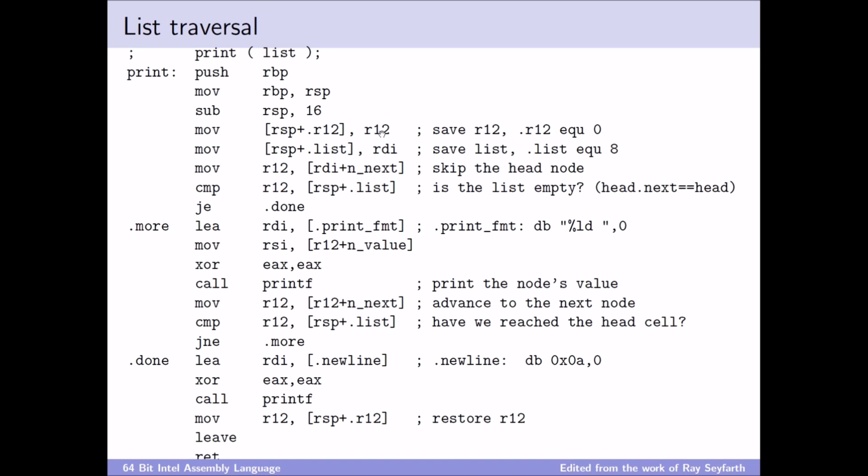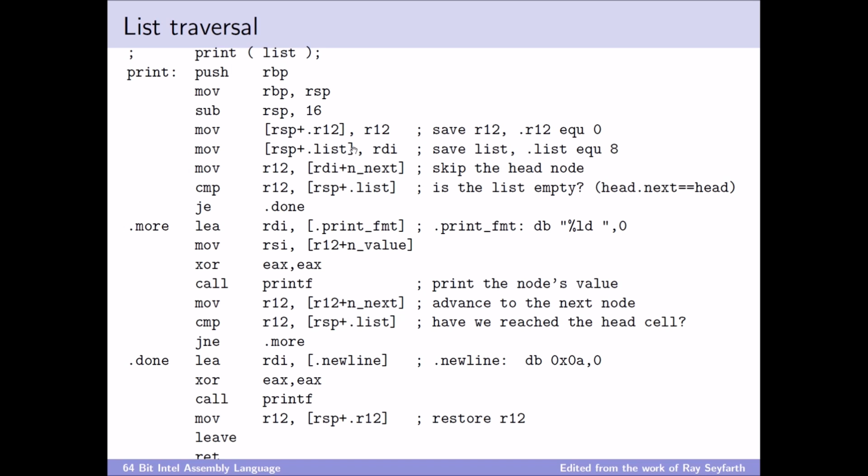So we're going to save the old value of R12, because I plan on using that register as a call safe register. So I'm just making a backup of its original value. Then I'm going to save RDI into the list variable on the stack. This is again because I'm going to call functions and I want to make sure I can retrieve that list pointer.